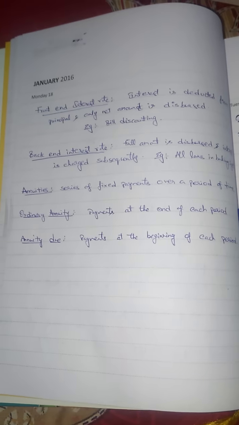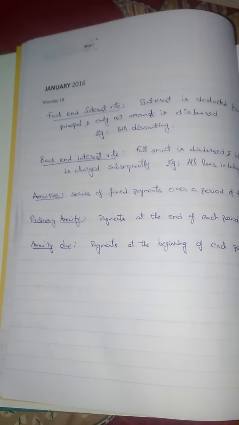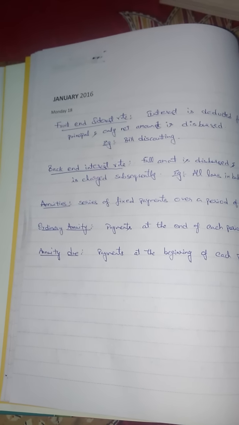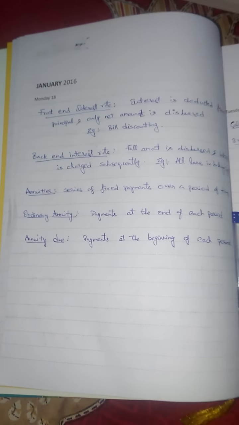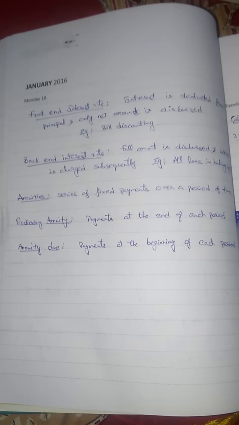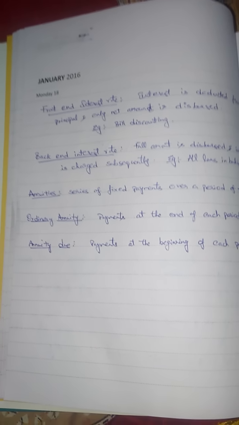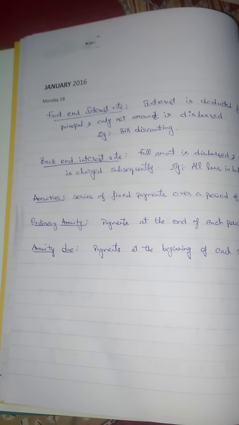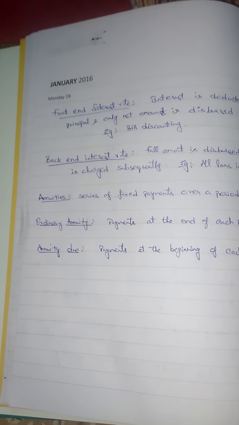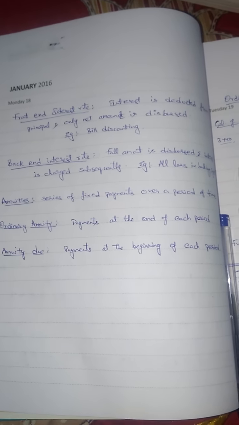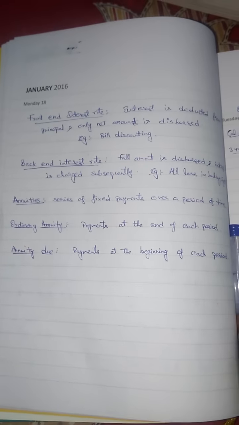On the other hand, if the installment or the payment is made at the beginning of the year, that is, I am taking the loan today and I am making the payment today itself, at the start of the period, then it is called annuity due. Ordinary annuity is where payment is made at the end of the year, whereas annuity due is where payment is made at the beginning of the year.